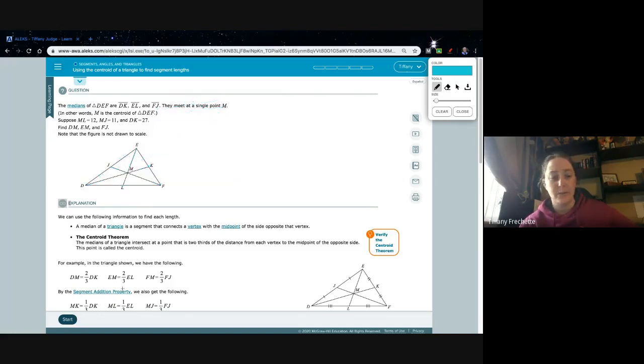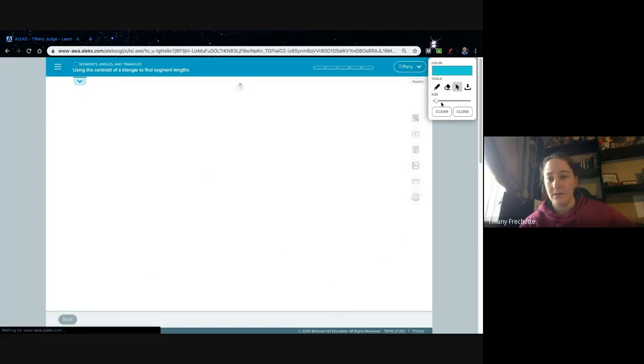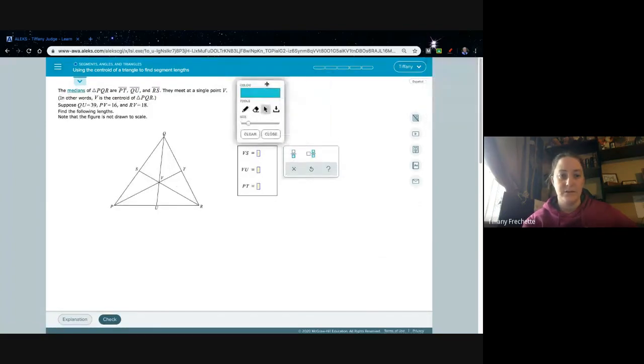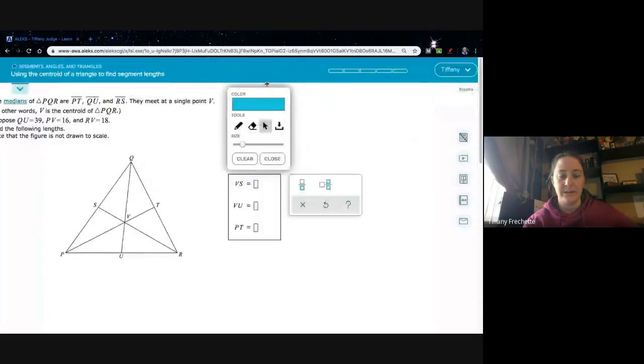So I'm going to go ahead and clear, and we're actually going to click start. I'll make the pencil a little bigger here so it's not so small. And then we can zoom in a little bit here so that it's a little easier to write.